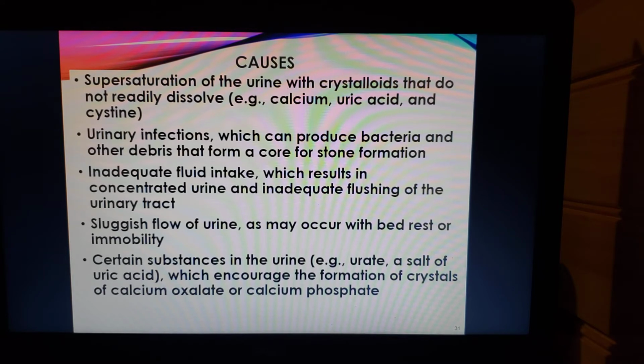Certain substances in the urine can encourage formation of stones, and it's important for the patient to understand what type of stones their body produces. They can actually implement certain measures, depending on what type of stone it is, to prevent that particular type of stone from forming.